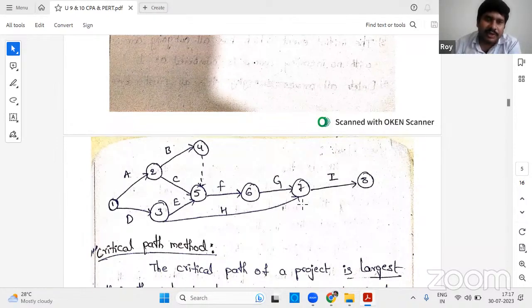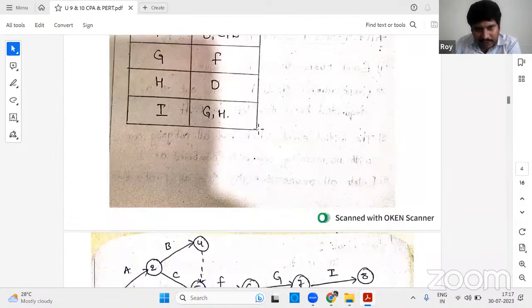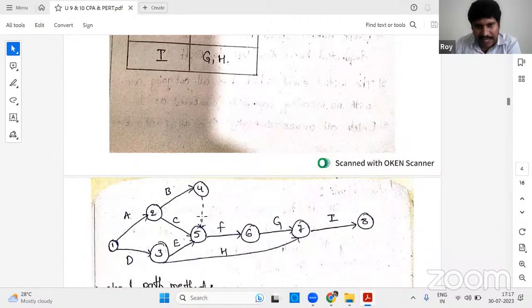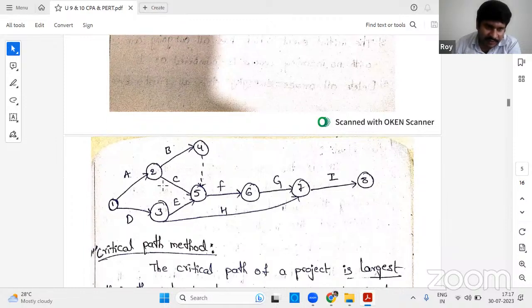Why am I not drawing a dummy row? Because I have D, another activity there along with G. Along with G and H, I am connecting here. I am not connecting this arrow here directly because no two activities come from one node. From this activity, one node is coming.